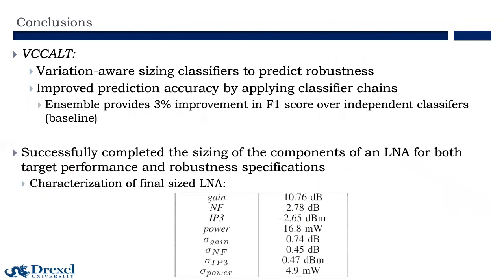Next, on the conclusions, in this work we present a framework called VC-Celt, which is variation-aware sizing with classifiers to predict robustness. And we achieved improved prediction accuracy by applying classifier chains. The ensemble provides 2% improvement in F1 score over independent classifiers. And we also successfully completed the sizing of the components of the LNA for both target performance and robustness specifications. The characterization of the final sized LNA is shown below.